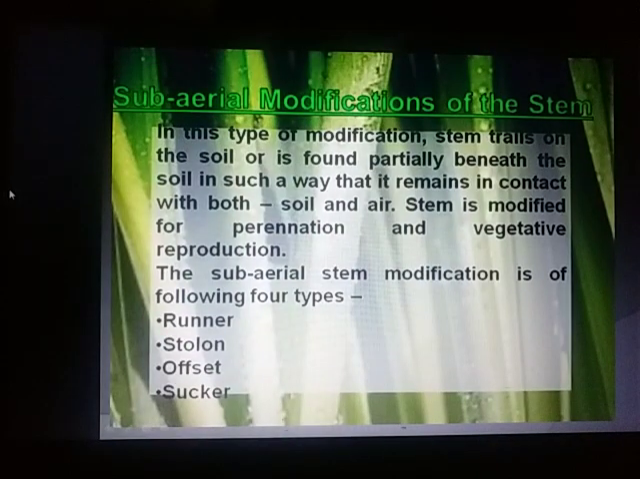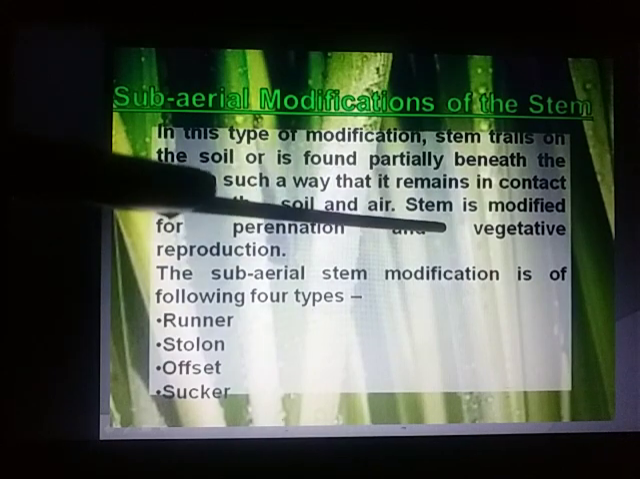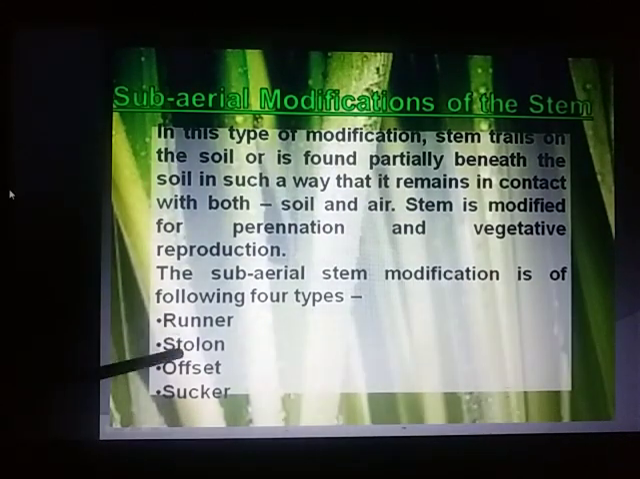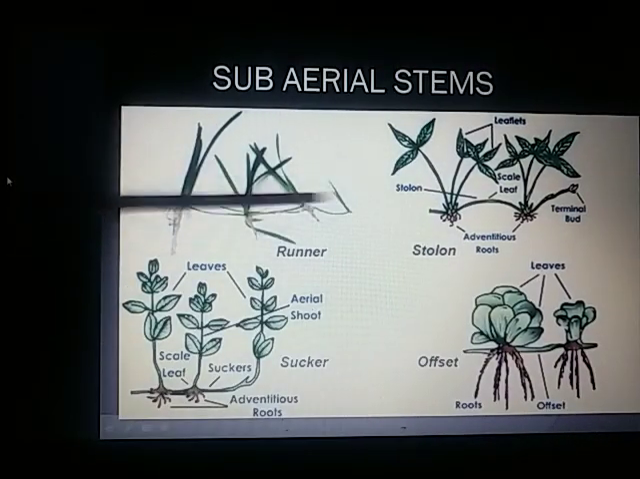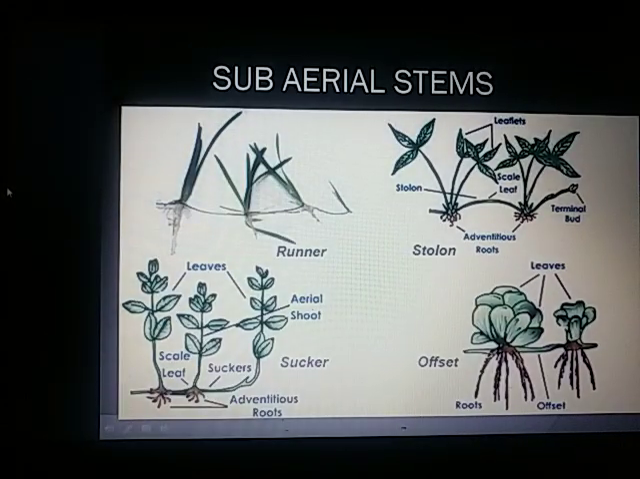Now, here are the subaerial stem modifications, and these also help in vegetative reproduction. These are of four kinds: the runner, the stolon, the offset, and the sucker. Let's go and see each of these four. This is the runner, the stolon, the sucker, and the offset, the pistia.